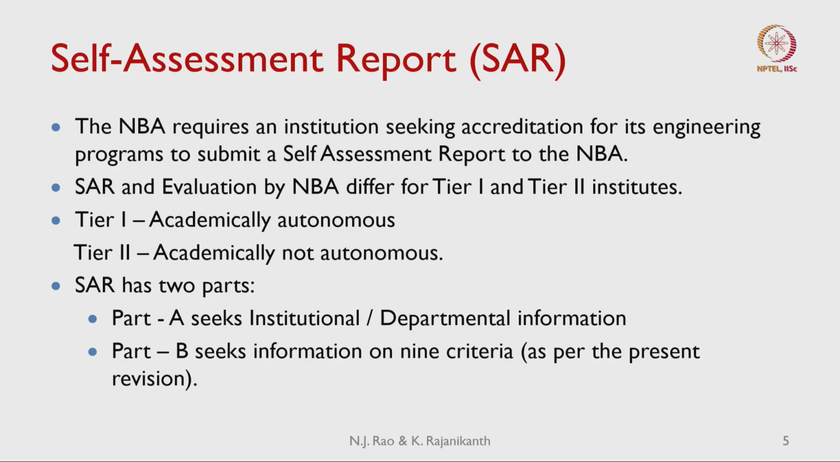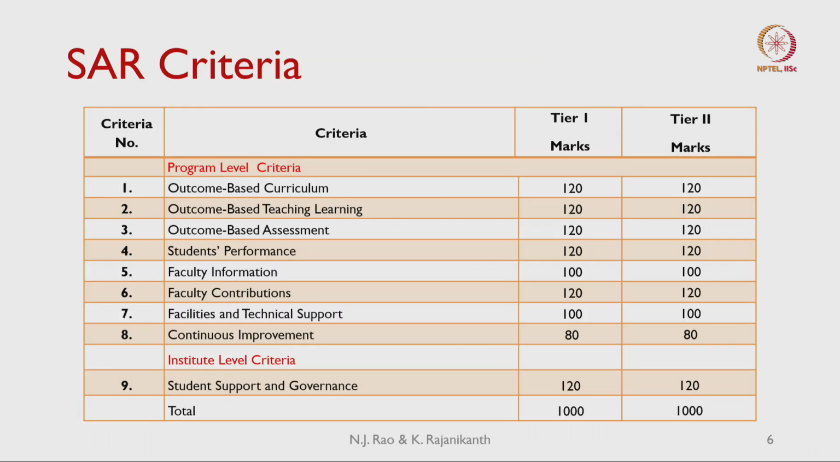Then the NBA requires an institution seeking accreditation for its engineering programs to submit a self-assessment report to the NBA. The SAR and evaluation by NBA differ for Tier 1 and Tier 2 institutes. Tier 1 means academically autonomous, Tier 2 means academically not autonomous. Both could be affiliated, but basically Tier 1 means academically autonomous. SAR has two parts. Part A seeks institutional and departmental information. Part B seeks information on the 9 criteria that the SAR specifies in the present revision. Earlier we had 10.